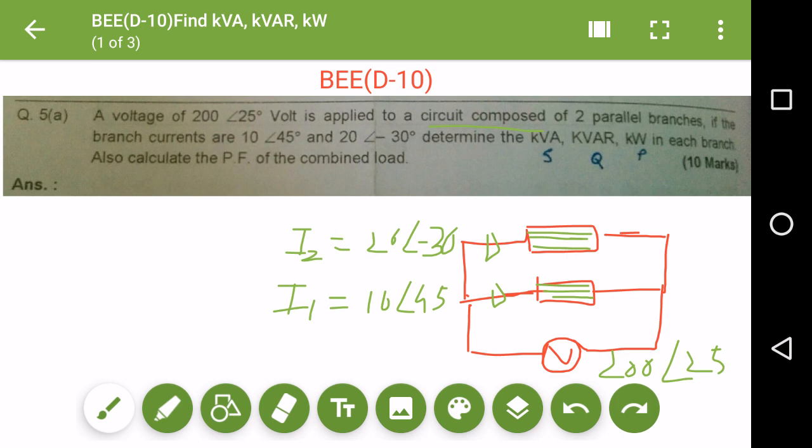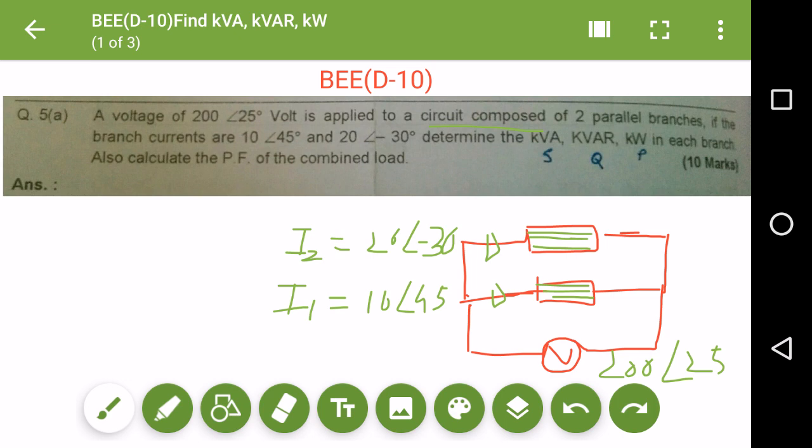The question says: a voltage of 200 at an angle of 25 degrees volt is applied to a circuit composed of two parallel branches. If the branch currents are 10 at angle 45 degrees and 20 at angle minus 30 degrees, determine the KVA, KVAR, KW in each branch. Also calculate the PF of the combined load.